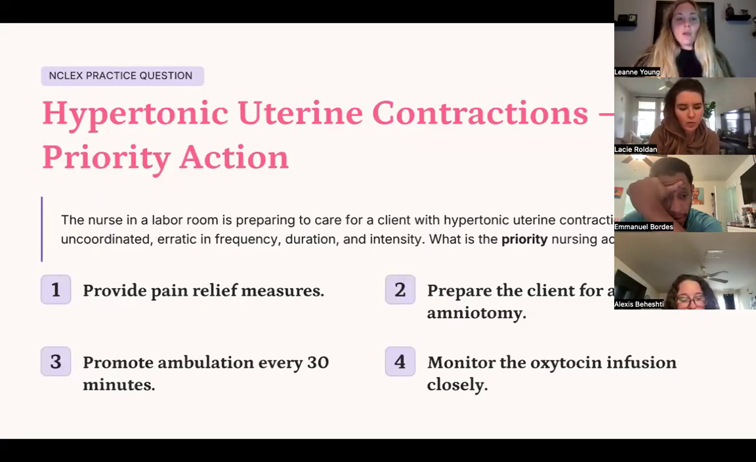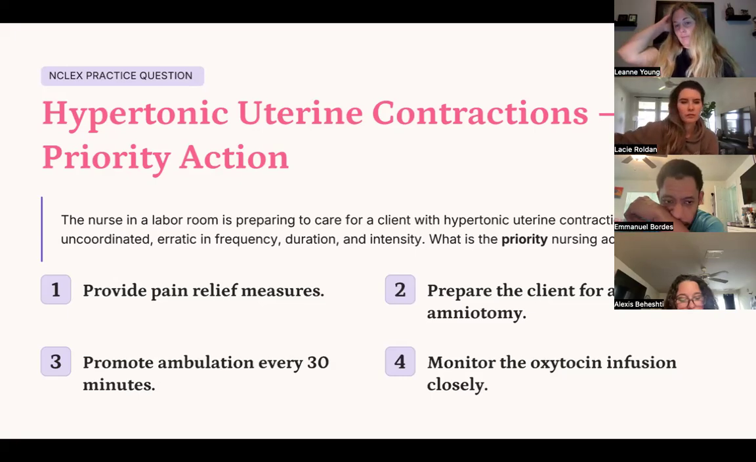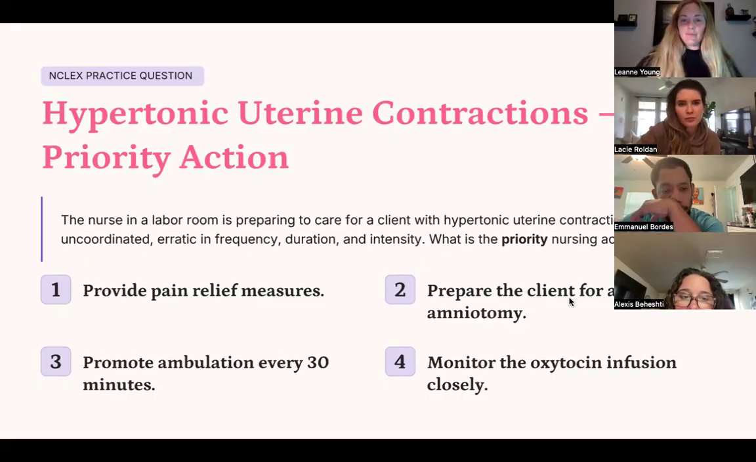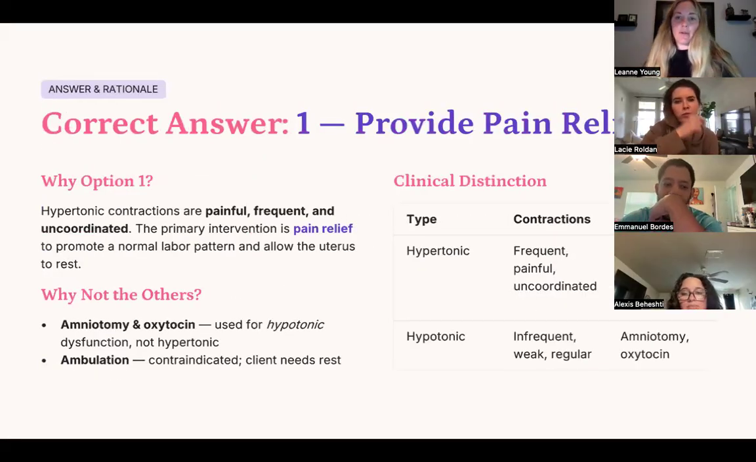All right. The nurse in a labor room is preparing to care for a client with hypertonic uterine contractions. They're erratic in frequency, duration, and intensity. What is the priority nursing action? Provide pain relief. So let's see. We're worried about hypertonic uterine contractions. I think, yes, we are going to provide pain relief.